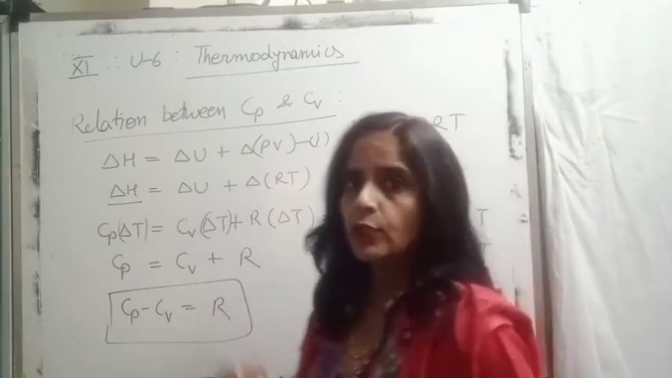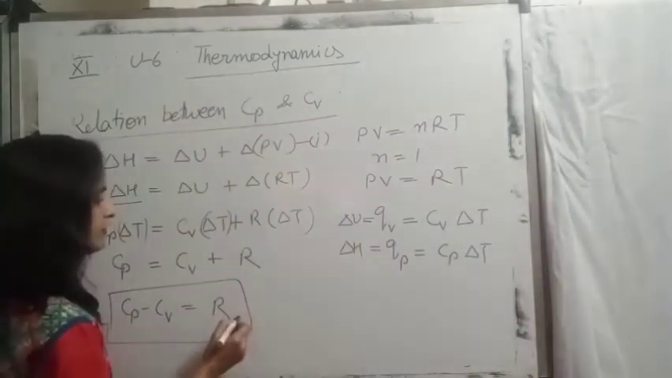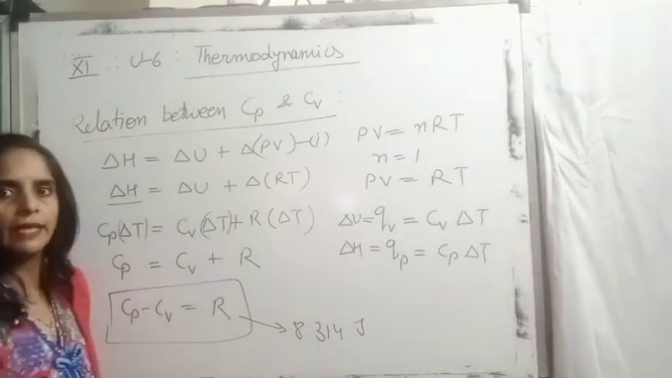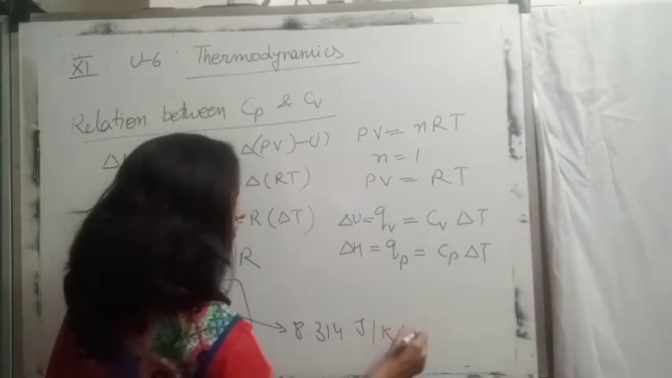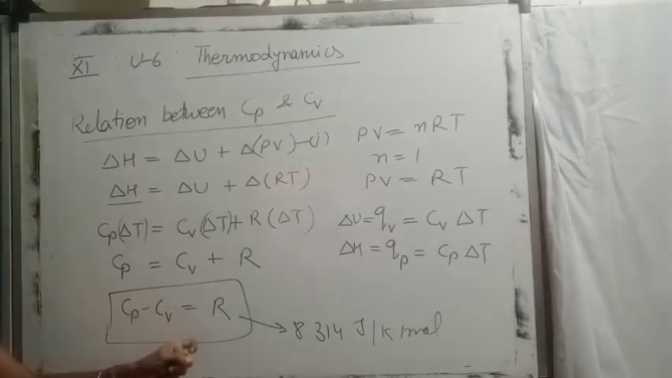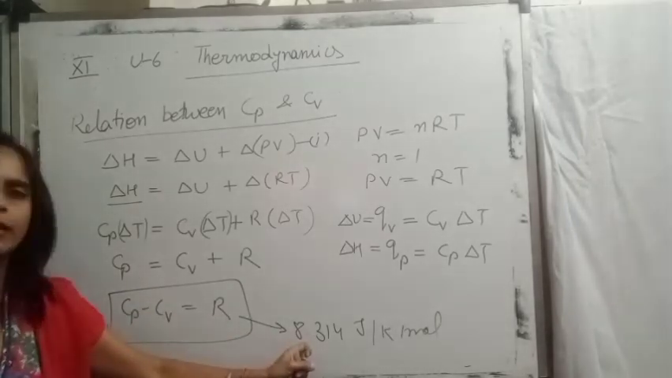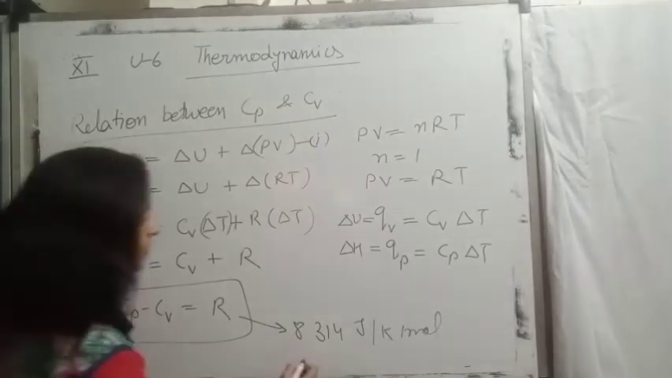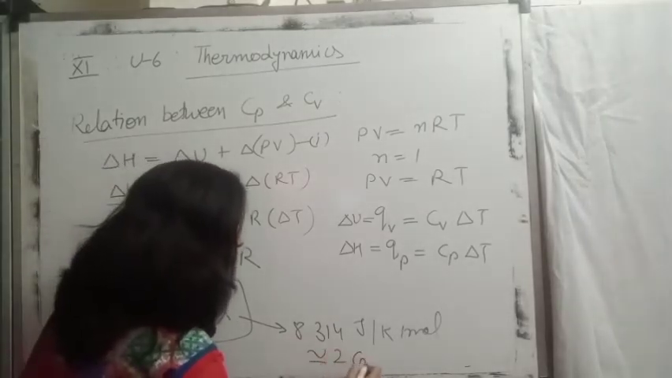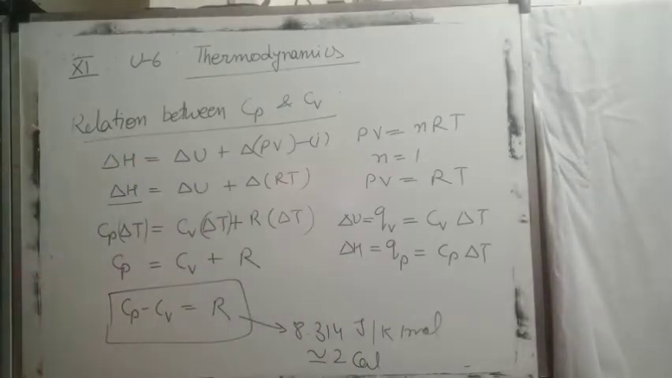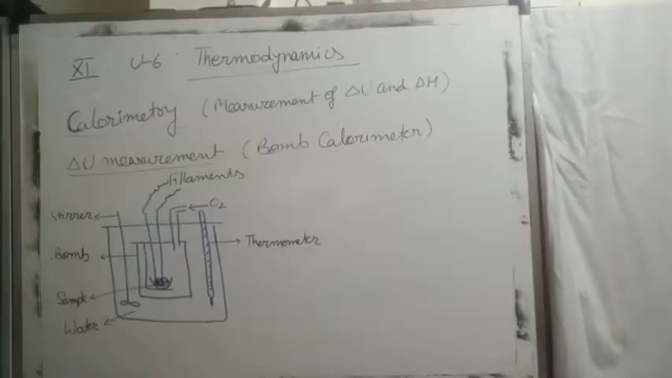The value of R we know is 8.314 joule per Kelvin per mole. So Cp is greater than Cv by a factor equal to 8.314 joule, or almost 2 calories. This is the difference between the values of Cp and Cv. Our next topic is calorimetry.